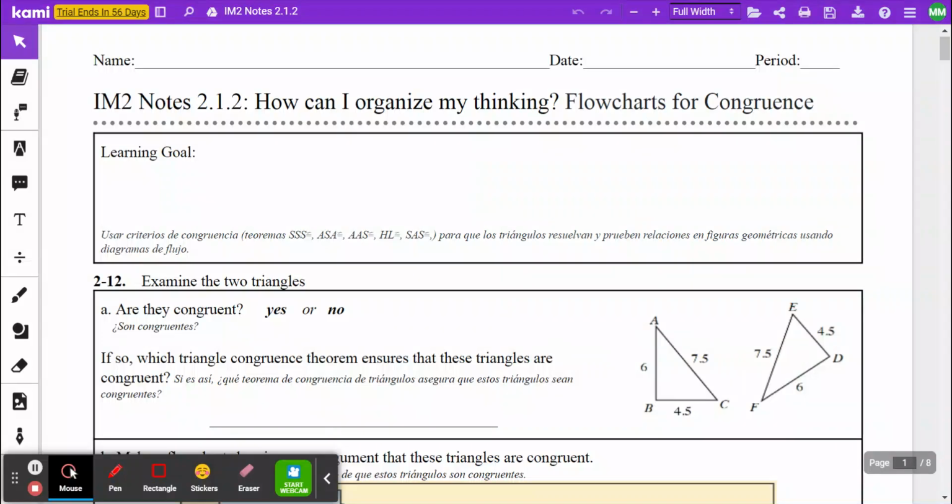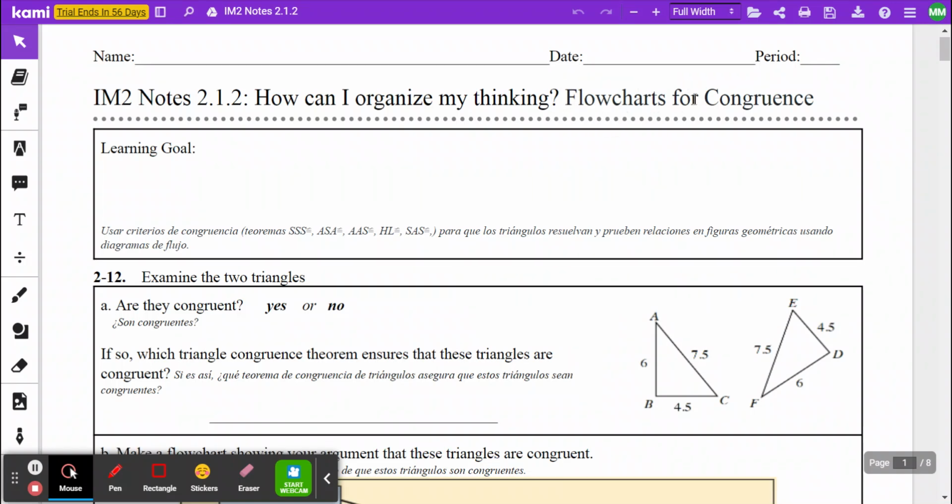I'm here to go over notes IM2 2.1.2 with you. How can I organize my thinking? We're doing flowcharts for congruence. And we have one learning goal. Let's write it in the first person.